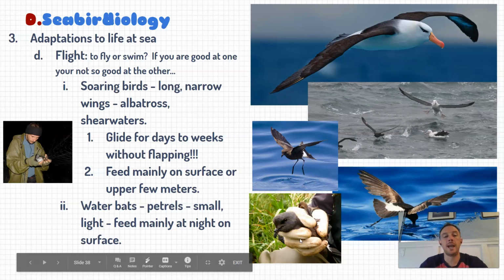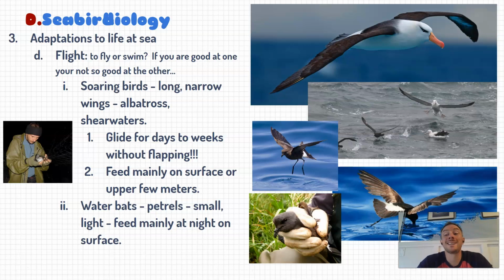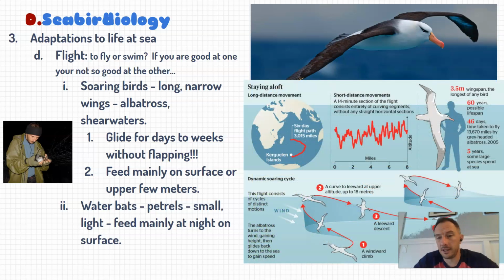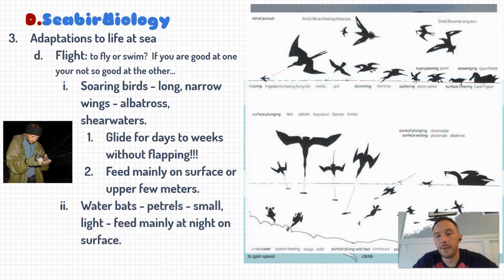Their Latin name is Hydrobatidae, meaning water bat, because they come out at night and feed like bats do. Big fan of bats here in the age of COVID-19. Just kidding. They get a bad rap. We're the ones that were eating them. Okay.